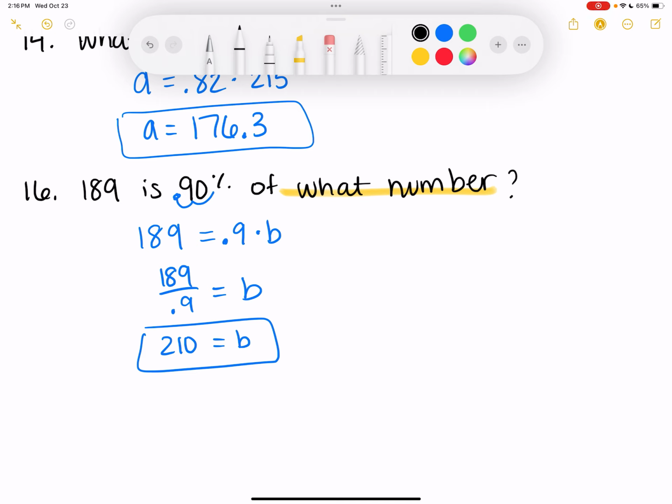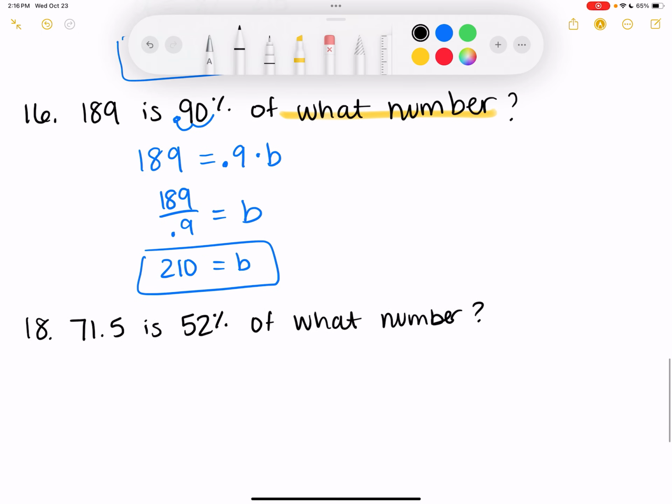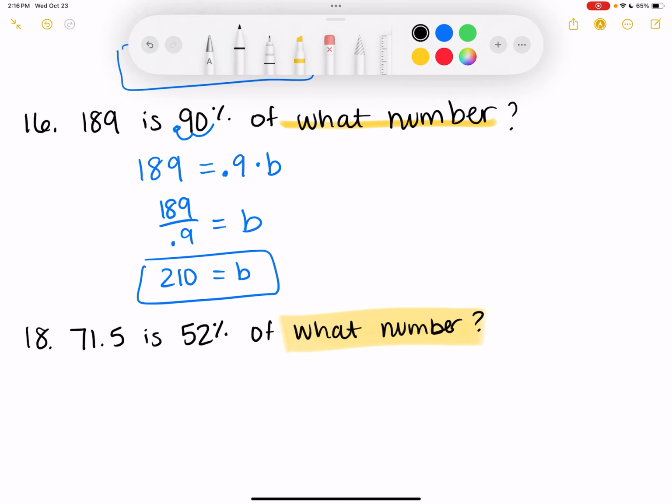And one last one of this, and then tomorrow, like I said, we'll do a couple little word problems, and then I have a worksheet for you as well. 71.5 is 52% of what number? What am I finding in this one? The base. Yep, the base. It's at the end, so I'm solving for base. So how would I set this one up?